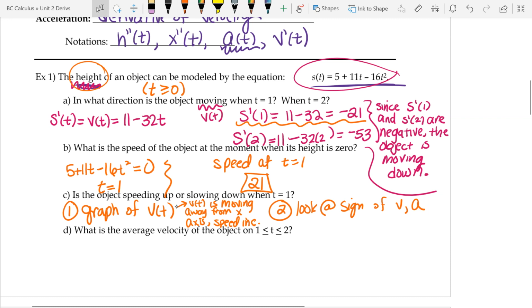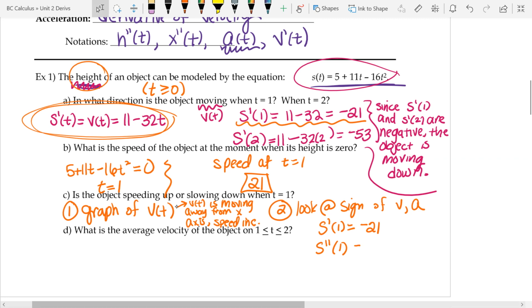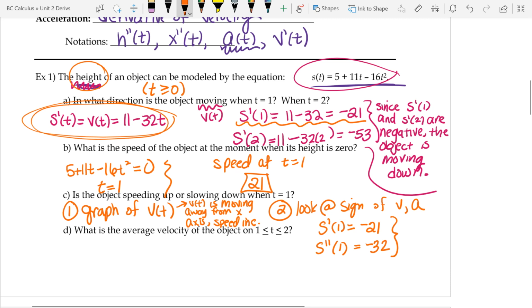The other way to look at it would be to look at s prime of 1 and s double prime of 1. So s prime of 1 we already got is negative 21. And since s prime is 11 minus 32t, s double prime is negative 32. They have the same sign, so I am moving in the same direction at which I'm being pulled. So since s prime of 1 and s double prime of 1 have the same sign, it is speeding up. Okay?